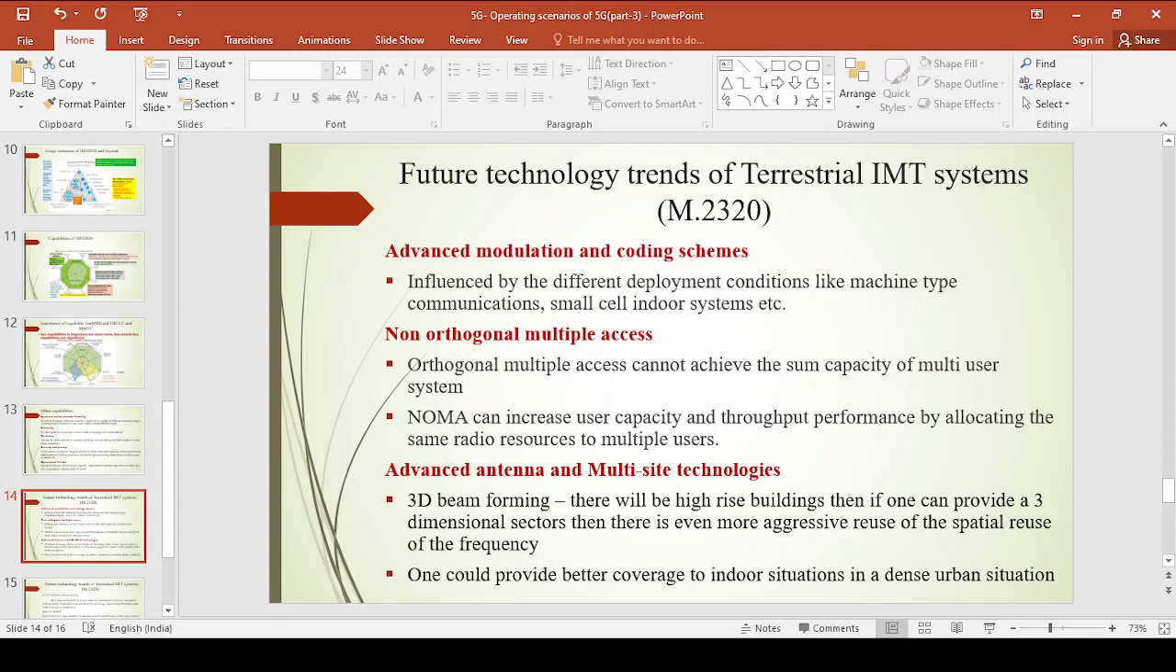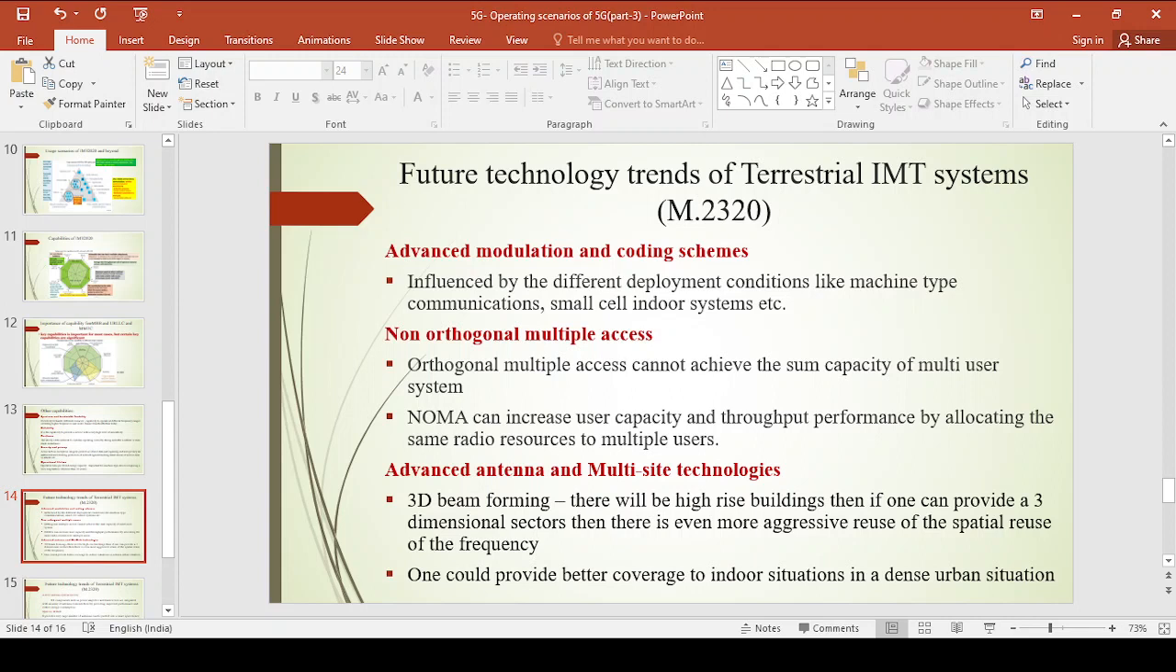Now the first thing we have is 3D beamforming. Now we have tall buildings, nothing but high-rise buildings. If one can provide 3-dimensional sectors, then there is even more aggressive spatial reuse of the frequency, right? That is the main advantage of 3D beamforming. And one could provide better coverage to indoor situations in a dense urban situation.